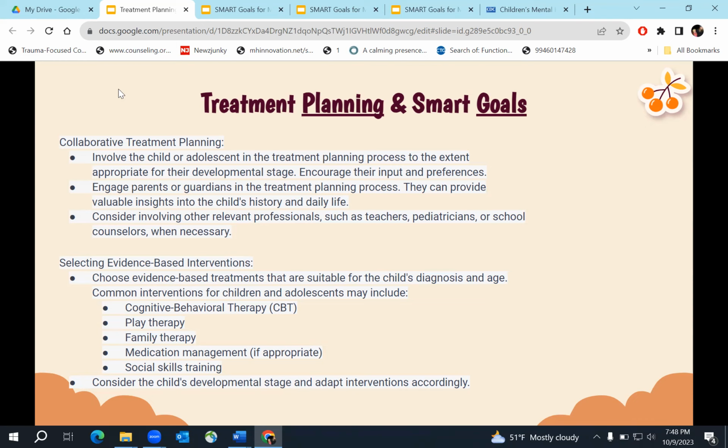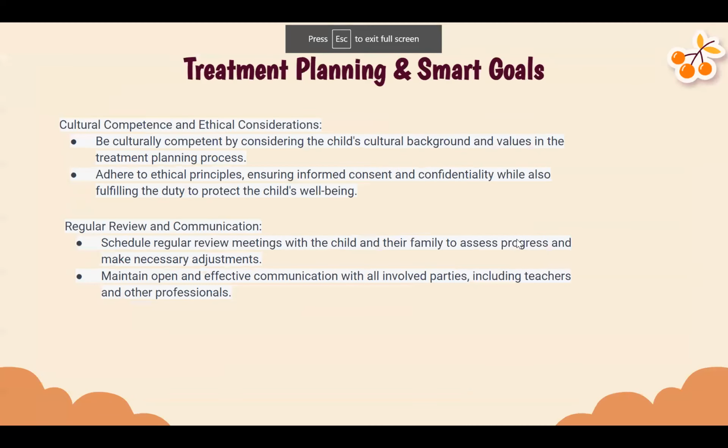And then consider the child's developmental stage and adapt interventions accordingly. You also want to consider if there is any sort of developmental delay going on with kids. Treatment for a child on the autism spectrum is going to look very different from a child who's dealing with just anxiety. So there are a lot of factors that play in there, and you want to make sure to have all the information about this kid's life. That's why the collaterals or the relevant professionals are so important.